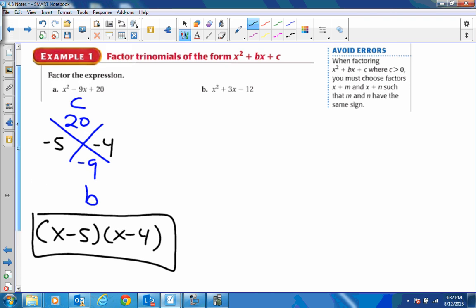Okay, and that's pretty much it. So we always want to find factors of C that add up to B every single time, and write a trinomial as a factor of 2 binomials.